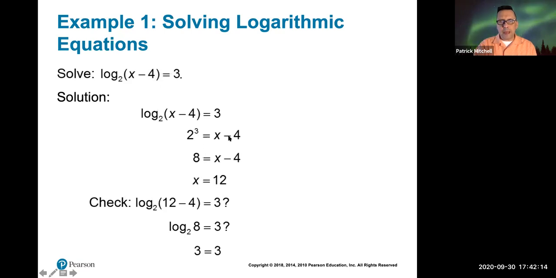That is a little baby linear equation. 2 to the 3rd equals 8. 8 equals x minus 4. I just add 4 to both sides. That gives me x equals 12.